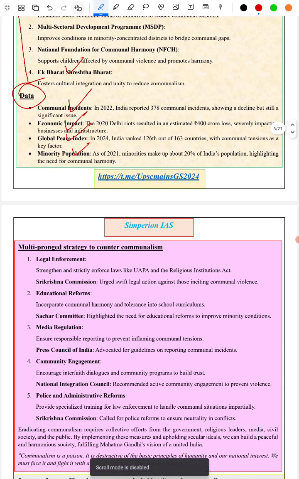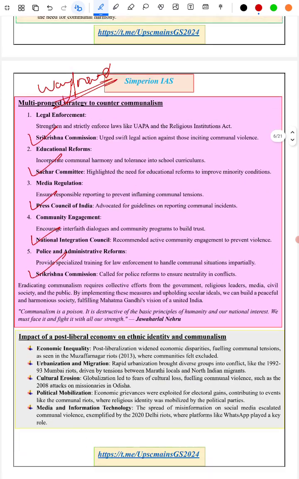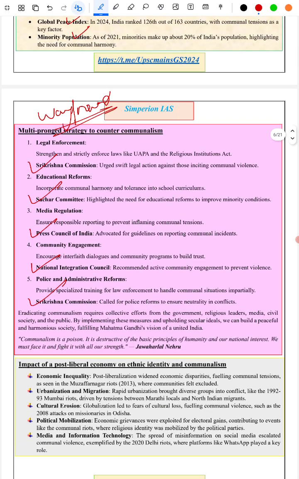Next we have given a multi-pronged strategy to counter communalism, that is the way forward, on how to reduce the communal tension in the country. We have given 5 points, and also we have added committee recommendations: Sri Krishna Commission recommendation, Sachar Committee recommendation, Press Council of India guidelines, National Integration Council recommendations, again a Sri Krishna Commission recommendation. Next we have covered some of the important questions from the PYQs.